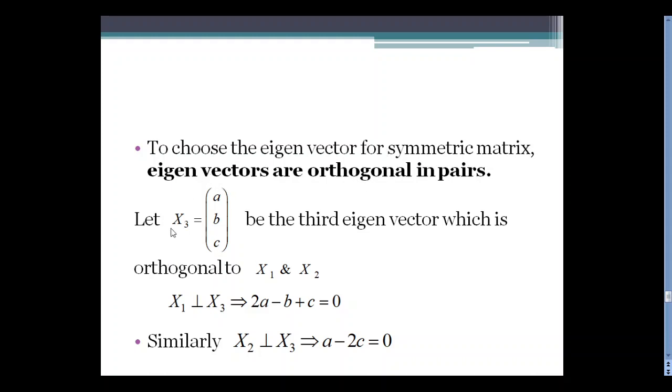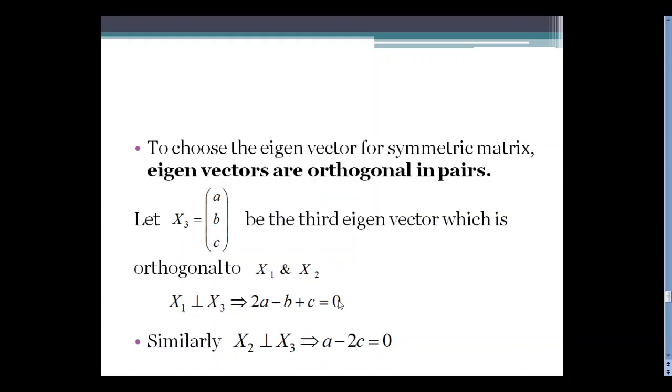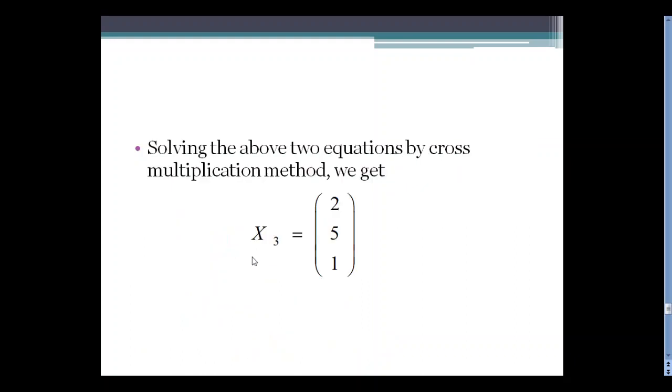Since A is a symmetric matrix, it will satisfy the orthogonal conditions. That means whatever we assign, this eigenvector has to satisfy the orthogonal condition with x1 and x2. Now I am multiplying x1, which is orthogonal with x3, I will get 2a minus b plus c equal to 0. Then x2, which is orthogonal to x3, I will get a minus 2c equal to 0. By solving these two equations, I get the a, b, c values: x3 equal to 2, 5 and 1.